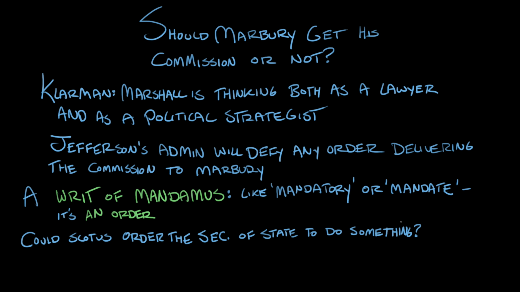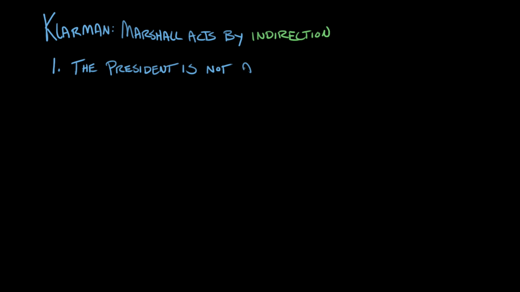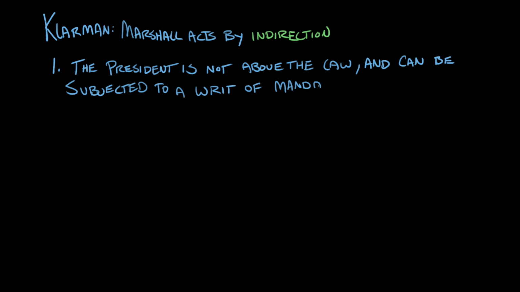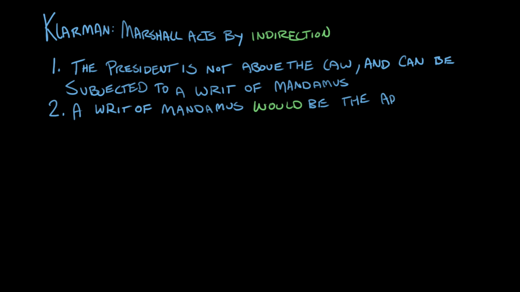He has no enforcement capacity. So then the court will just look impotent. So what he wants to do instead is act by indirection. The first thing he says is the president's not above the law. The president can be mandamused. The second thing he says is, in this particular case, a writ of mandamus would be the appropriate remedy.